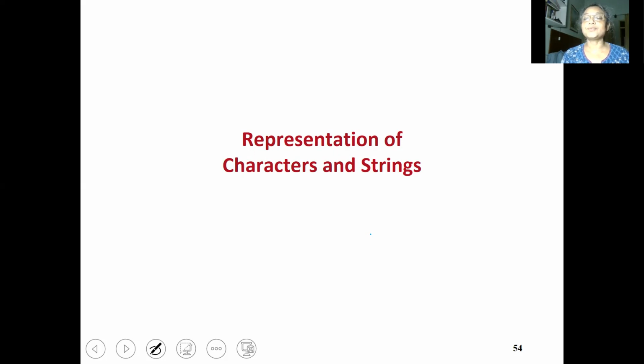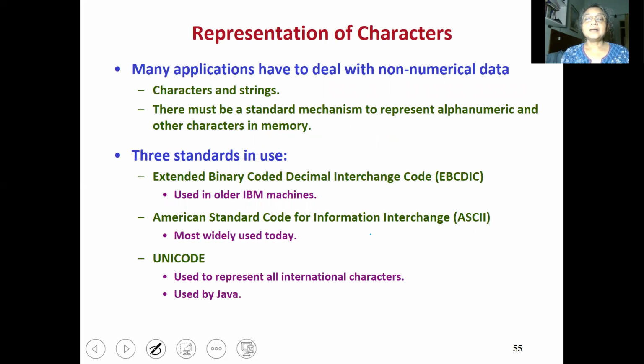In computers, we have to store all types of data items. We have already discussed this, but let us look at how a character is stored. So we will look at what characters are available in C. Now, there are certain sets of characters which are used. There are various standards. There are 3 standards which are commonly used. One is a slightly older standard called EBCDIC, which was used in older IBM machines, not so popular now.